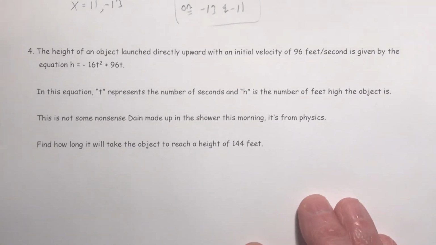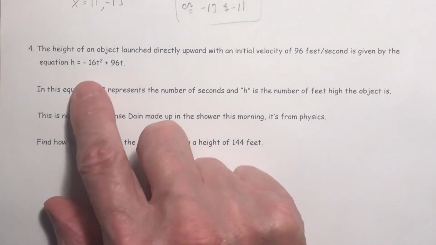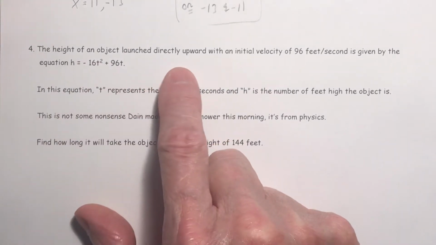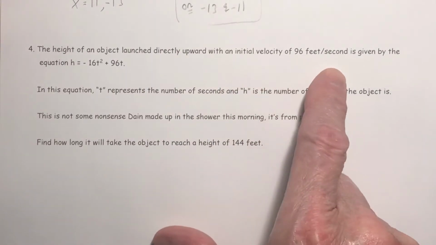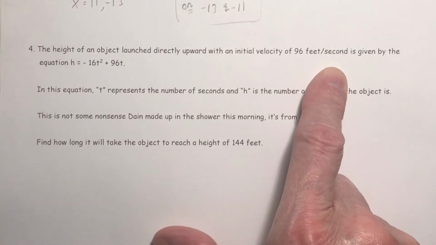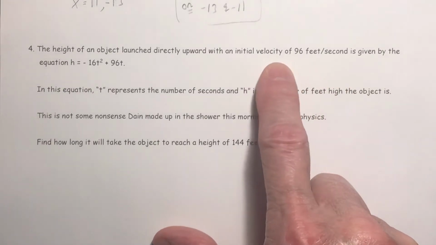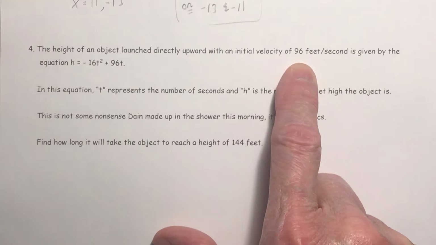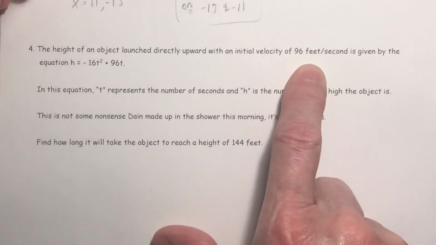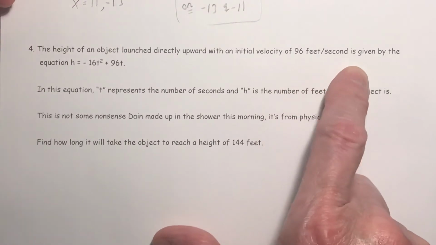And now for number 4. This says the height of an object launched directly upward with an initial velocity of 96 feet per second. In other words, if you shoot something straight up, like shoot it with a rubber band or with a bow and arrow, or throw a ball straight up at an initial velocity, meaning the speed at the time it leaves your launch mechanism, is 96 feet per second.